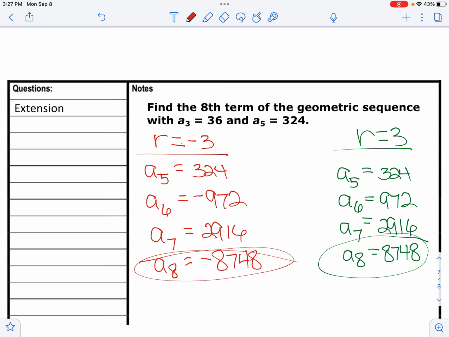Okay, now because they asked for a sub 8, you'll notice there's 2 possible answers. One positive and one negative. Now, had they asked for a sub 7, though, there's only one answer, because you would have gotten the same thing either way. So it kind of depends on which term you're asked for. So just double check when you're going through.